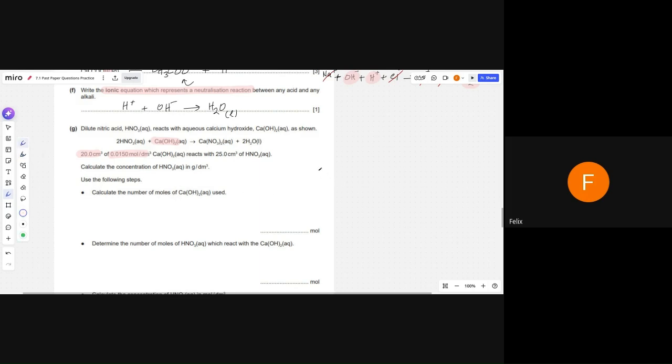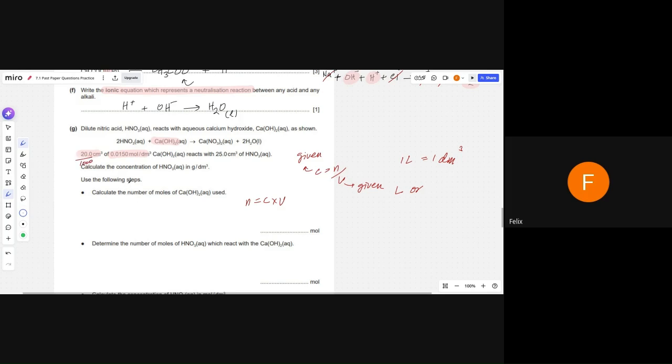So we use the equation C equals N over V, and we rearrange this equation for calcium hydroxide, because you see volume is given, and concentration is also given. So you can rearrange this equation to N equals C times V, and you can find the number of moles. But remember, using this equation, the units of volume must be in liters, or dm cube. They are the same. 1 liter equals 1 dm cube. So you must convert this 20 centimeters cubed into dm cube. How? By dividing it by 1,000.